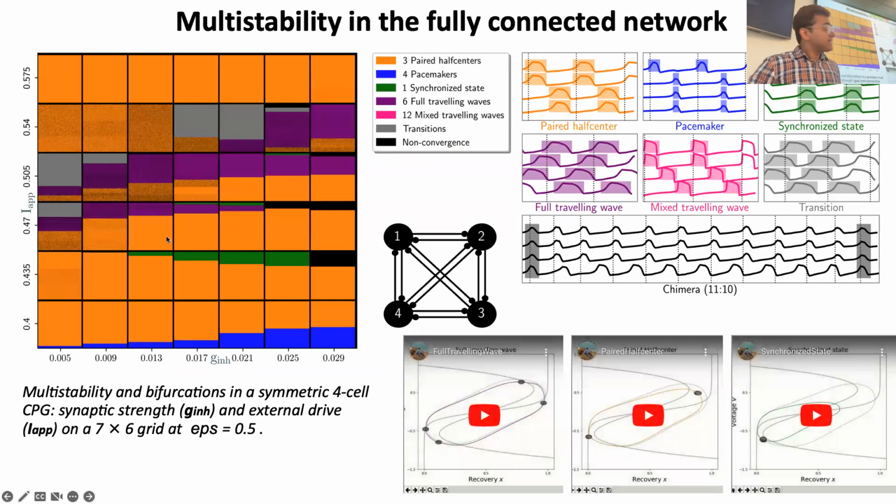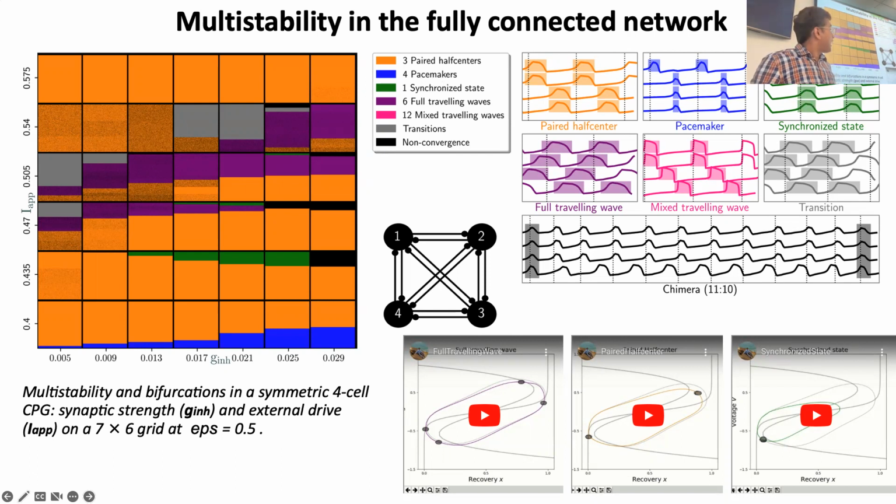Using this, what we can identify is that this 4-cell network can produce all these different rhythms. It can produce this paired half-center oscillator rhythm, where 2 of the cells are active and they suppress the other 2 cells. By symmetry, you have 3 such paired half-center rhythms. Or you can have a pacemaker rhythm where 1 cell is active and it suppresses the other 3. When this cell goes down, the other 3 become active. And this keeps repeating. And there are 4 such pacemaker rhythms.